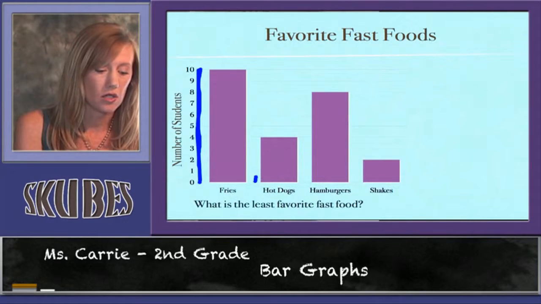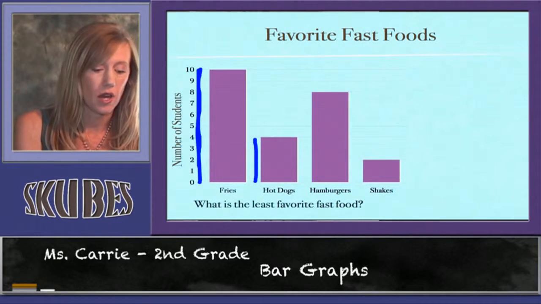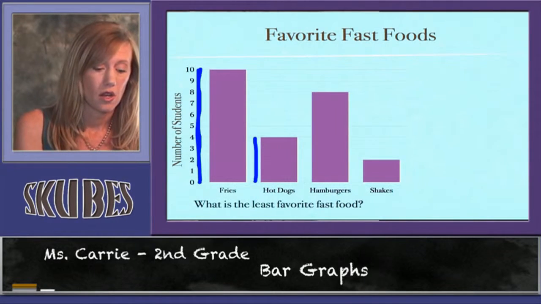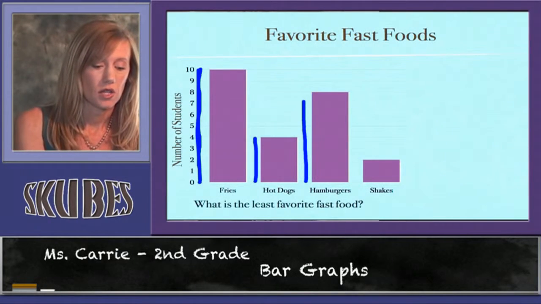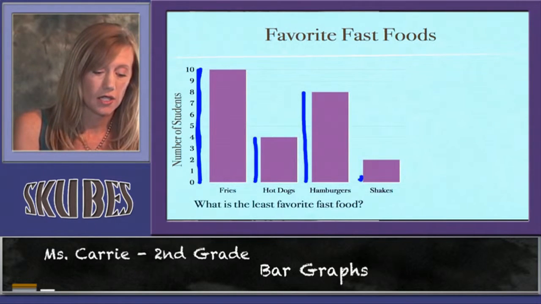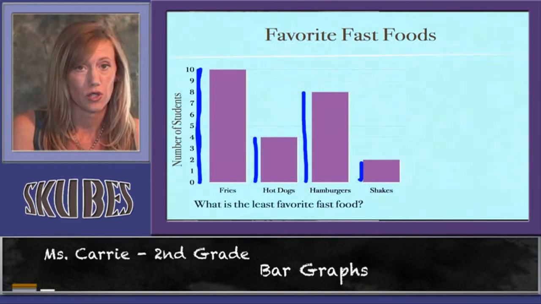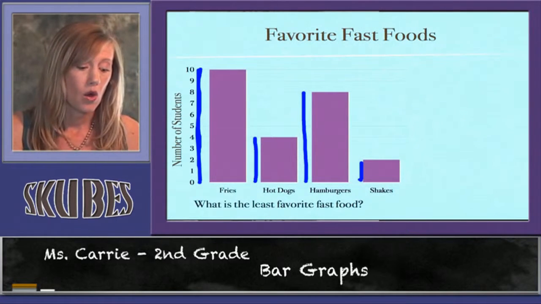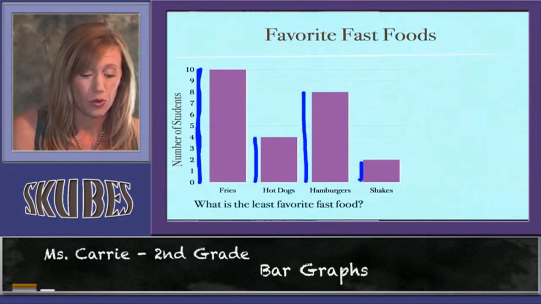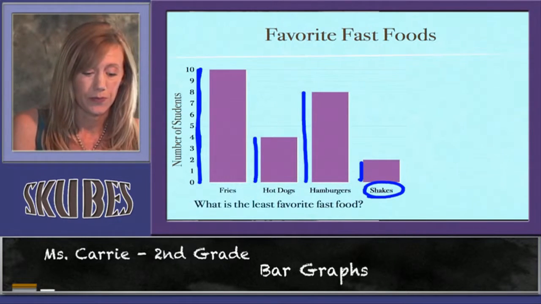When we look at hot dogs, we go all the way up to where the bar stops. It stops at 4, so we know 4 students chose hot dogs. Hamburgers stops at 8, so we know that 8 students chose hamburgers. And shakes stops at 2, so we know that 2 students chose shakes. Well, the least favorite fast food has to be shakes since it's 2, and 2 is the smallest number.